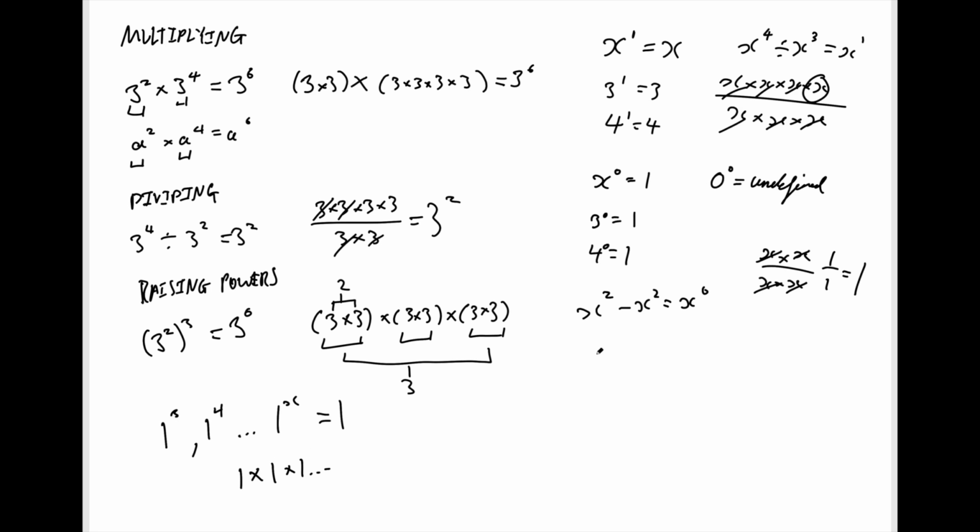Finally, we have when we take roots, or we take powers of fractions. So let's have 2 over 3, and let's cube that. What we do is we cube both the numerator and the denominator. This actually derives from what we know about multiplying fractions.